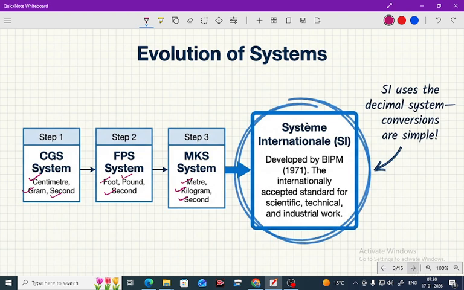And the System International, that is the SI system, developed by BIPM in 1971, is the internationally accepted standard for scientific, technical, and industrial work. SI uses the decimal system. Conversions are simple if we use the decimal system.